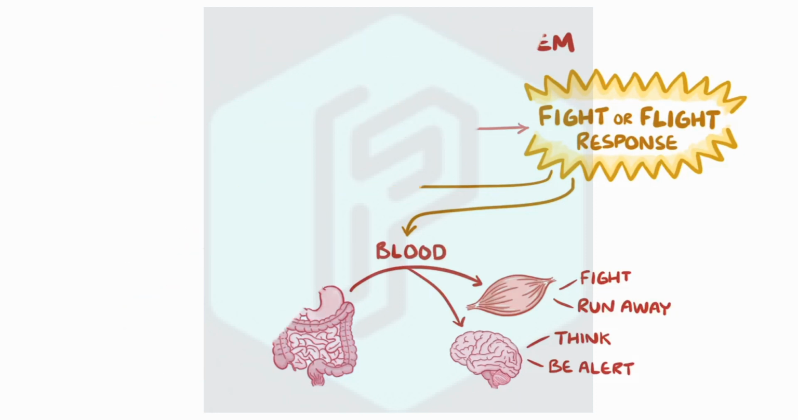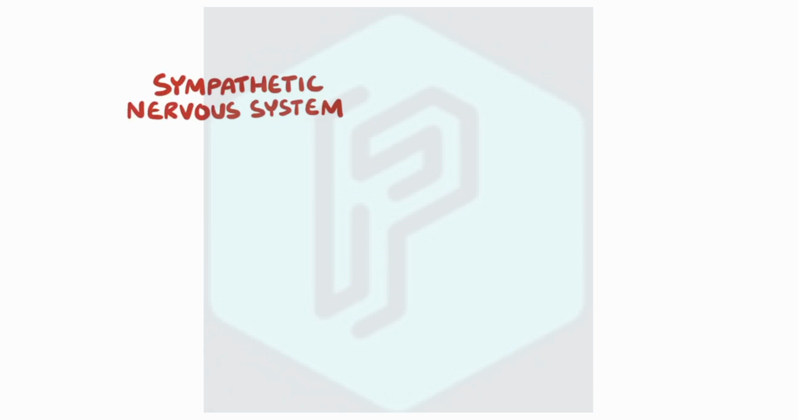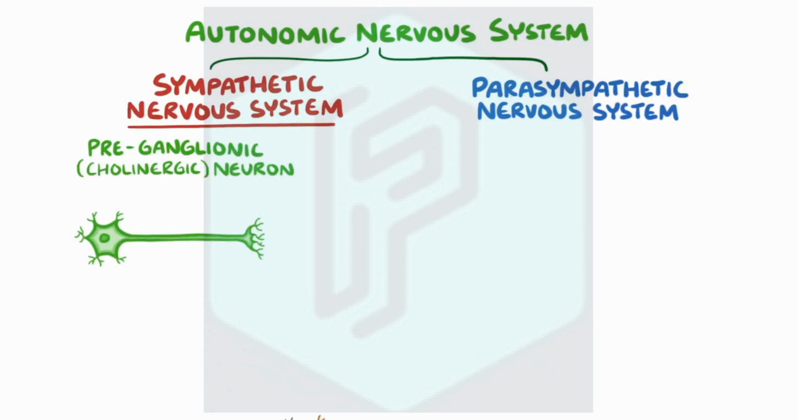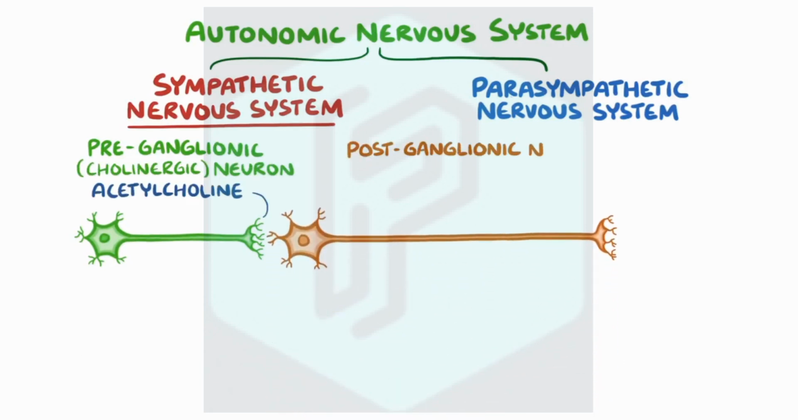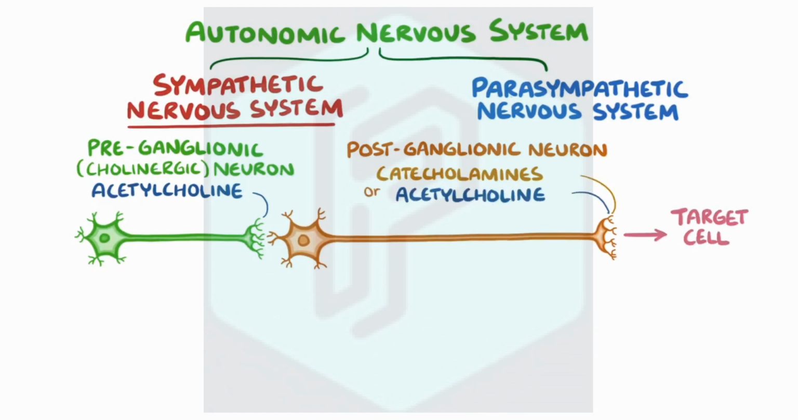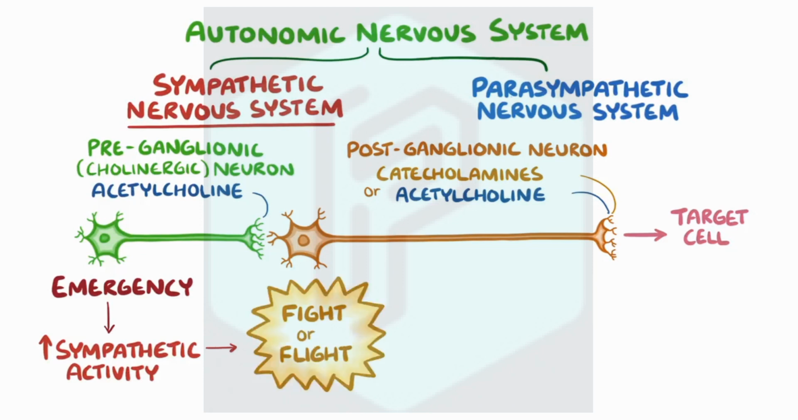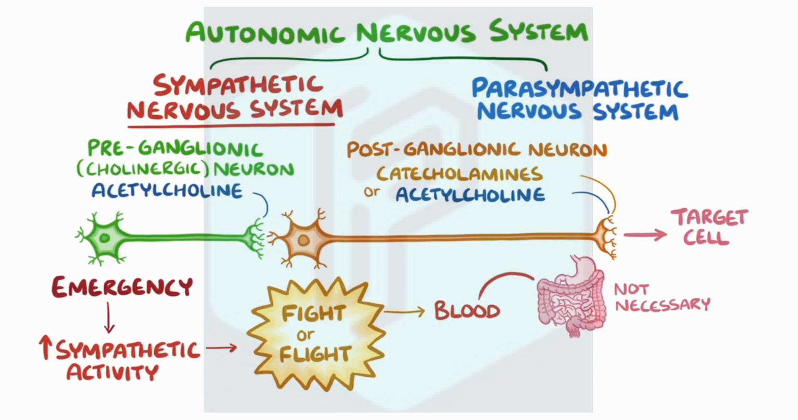Alright, so as a quick recap, the sympathetic nervous system is one of the divisions of the autonomic nervous system. The entire system is based on a preganglionic or cholinergic neuron that releases acetylcholine and a postganglionic neuron that releases either catecholamines or acetylcholine to a target cell. In emergency situations, the activity of the sympathetic nervous system increases, and that helps with the fight or flight response because it diverts blood away from the organs that aren't necessary for survival at that moment, like the gastrointestinal tract and the bladder, and it increases the blood flow to the muscles and organs like the brain.